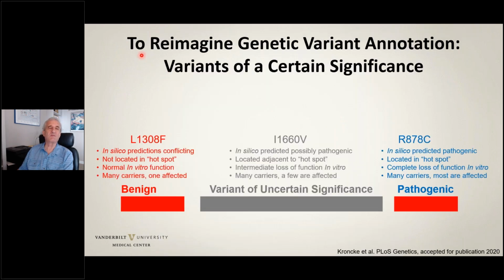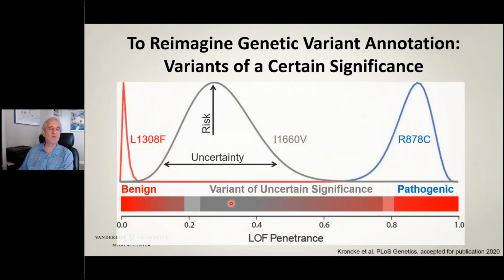So Brett's idea is to reimagine the genetic variant annotation, variants of a certain significance. So instead of this one being benign, this one being a VUS, and this one being pathogenic, we'll start to think about things in this way. We'll start to think about things as probably benign, probably pathogenic, and then this one here has risk, and there's uncertainty in the risk, and the uncertainty is captured by this distribution function here.